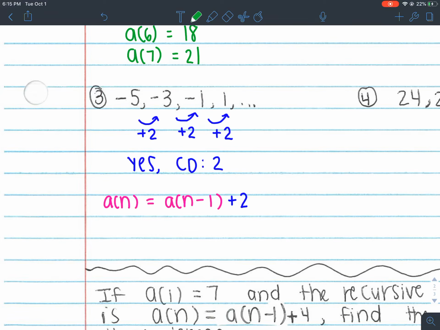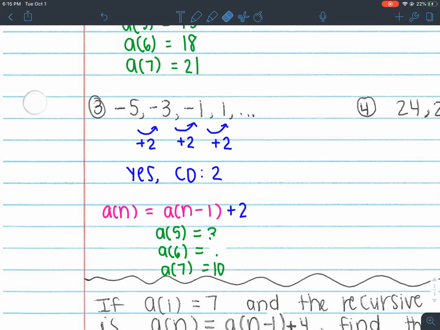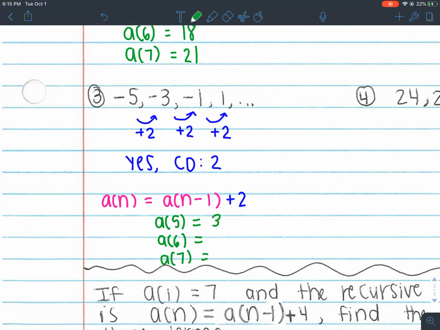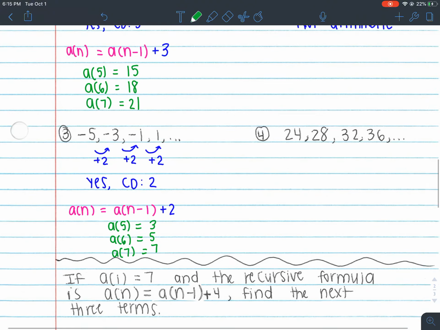So since I already have 4 terms, the next term is going to be the 5th term. Now the last term I had was a 1. And so I'm going to take 1 and add 2 and get 3 for that. The 6th term will be 7, and the 7th term will be 10. Because the 7th, well, none of those were making sense. 3, and then 5, and then 7. I'm so sorry. I was having a big brain fart. Okay, so you're adding 2 each time. So 3 plus 2 is 5, 5 plus 2 is 7.